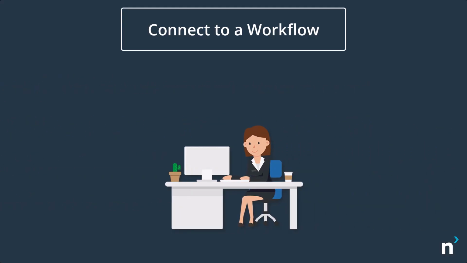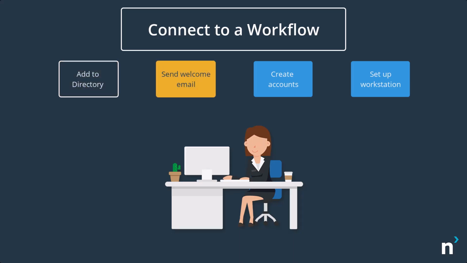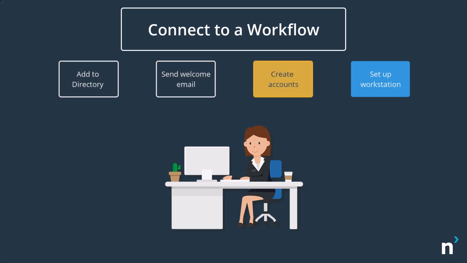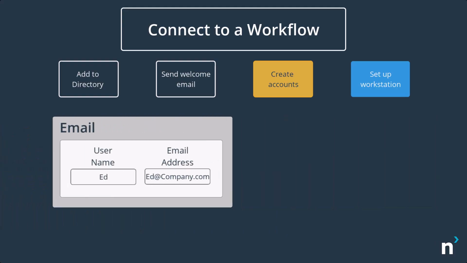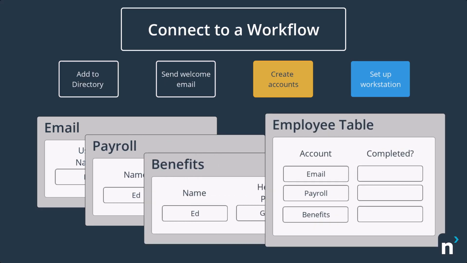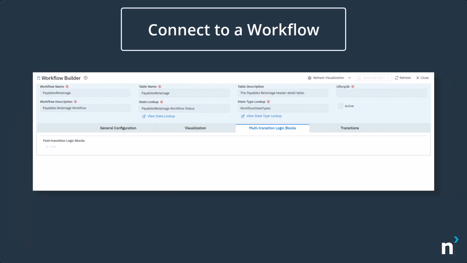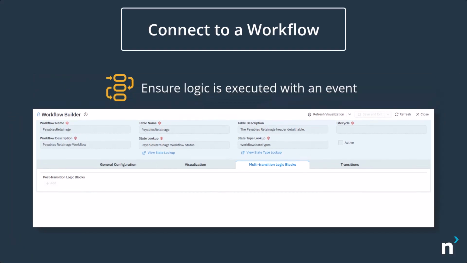For example, a user launches the onboarding workflow on a new employee's first day. When the workflow reaches Create Employee Accounts, a logic block creates user accounts in multiple systems, including email, payroll, and benefits. The logic block also updates the employee table with account setup details. The developer attached this logic block to the onboarding workflow, since it is initiated by the change in the workflow status. Remember to connect a logic block to a workflow to ensure the logic is executed when a specific event happens.